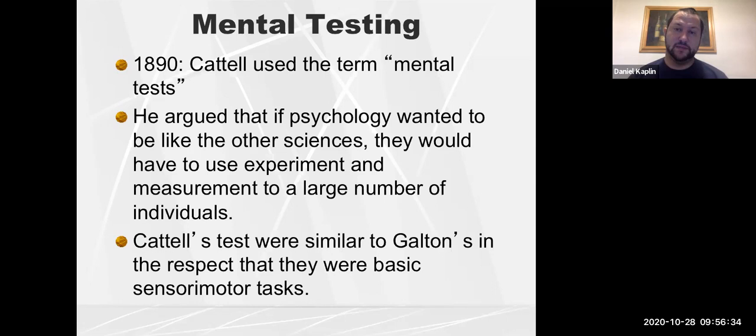So what does he do? He says, we need to be like all the other sciences, and we need to use experiments and do large scale testing of a large group of individuals. Now, if you've taken statistics, you probably have heard of the bell curve, also known as the normal distribution. You can only get meaningful data about the population from a large sample. Then you can norm reference your test. So we're talking about getting thousands of people in a given study to better understand a psychological process.